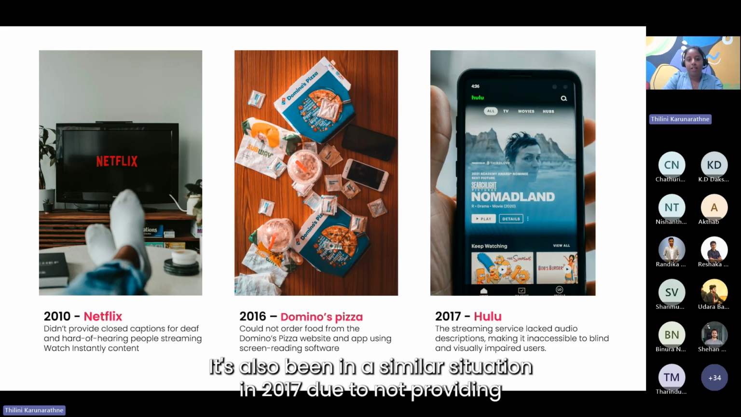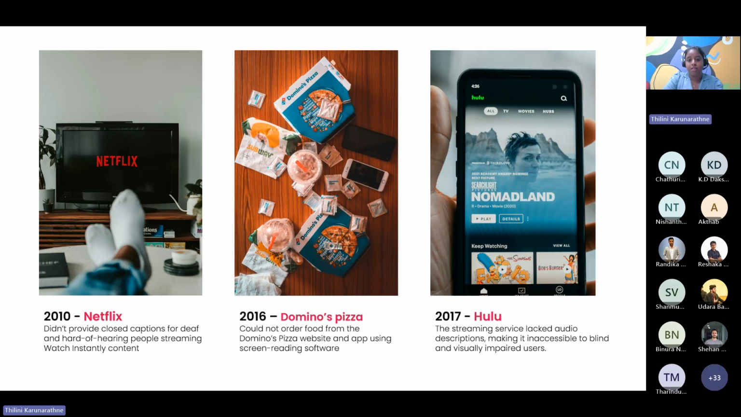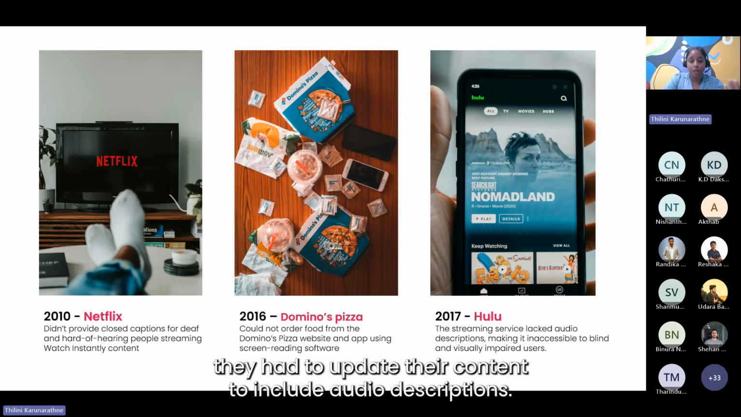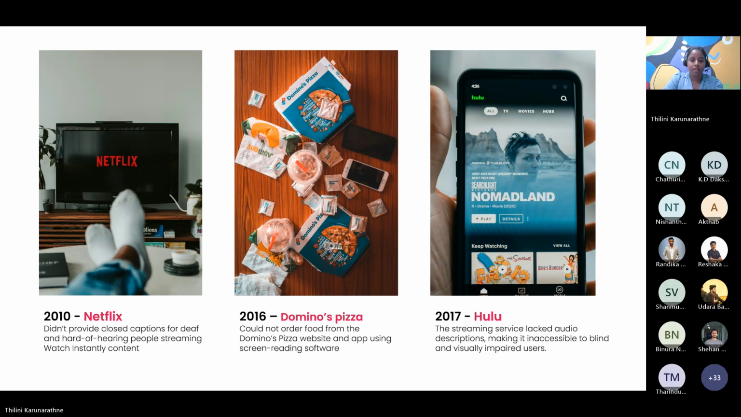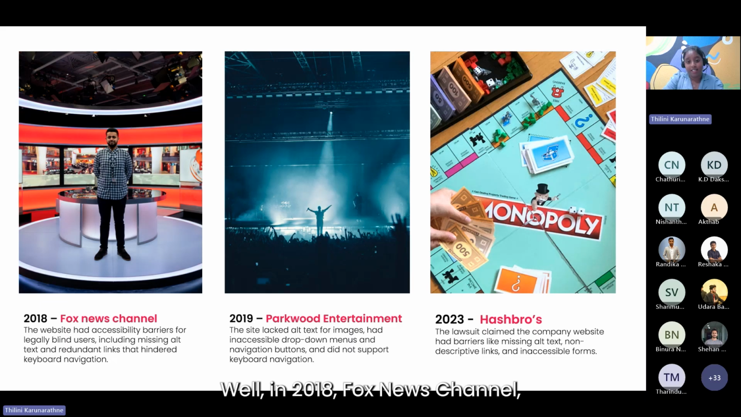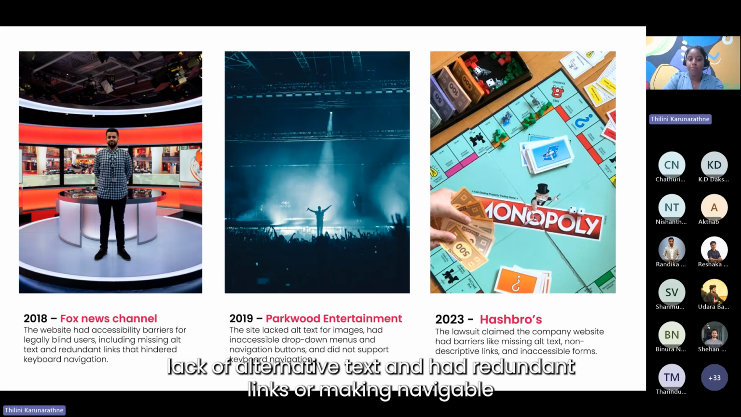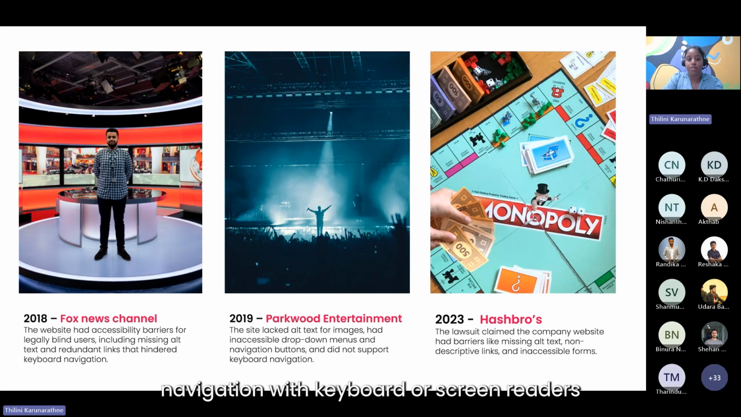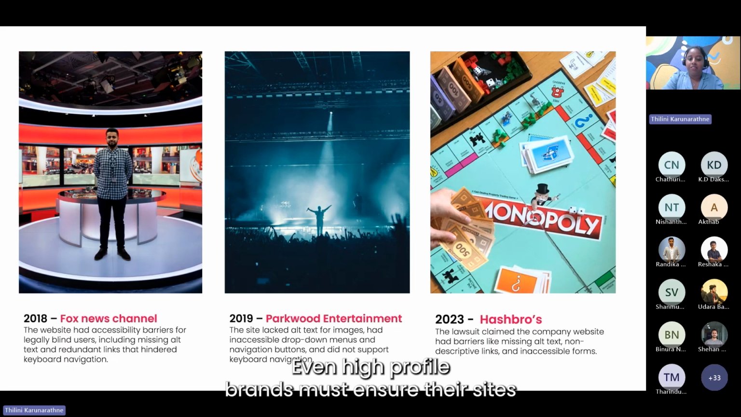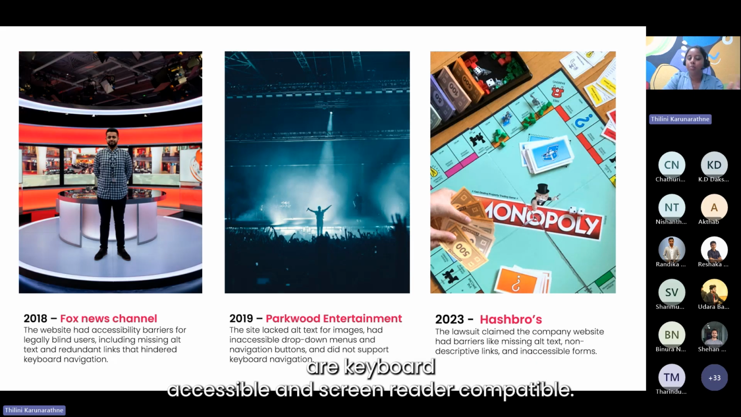And you can see Hulu. It also experienced a similar situation in 2017 due to not providing audio descriptions for blind and visually impaired users. As a result, they had to update their content to include audio descriptions. In 2018, Fox News Channel, in 2019, Parkwood Entertainment, which you might know as Beyonce's company, and in 2023, Monopoly owner Hasbro also experienced similar issues, as their website lacked alternative text and had redundant links, making navigation with a keyboard or screen readers difficult. So even high-profile brands must ensure their sites are keyboard accessible and screen reader compatible.